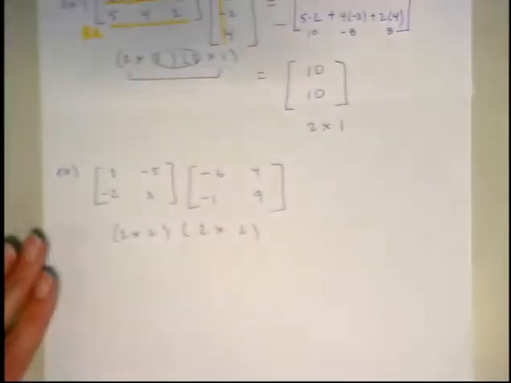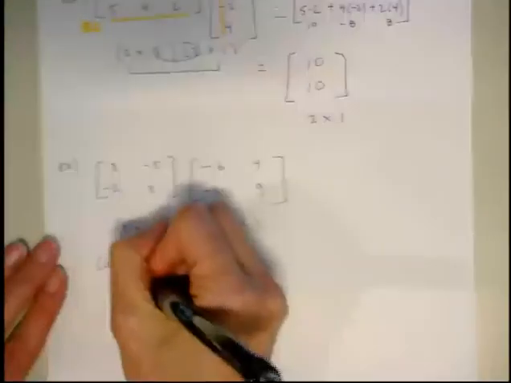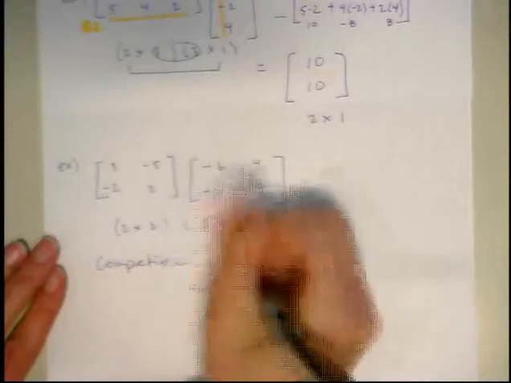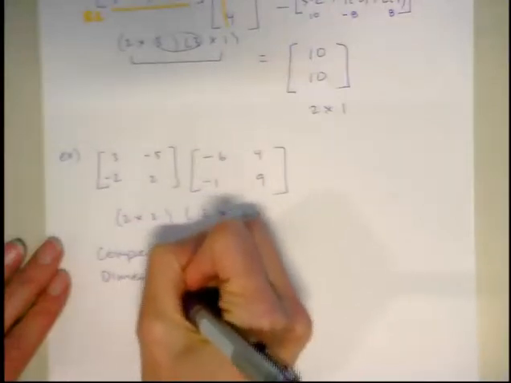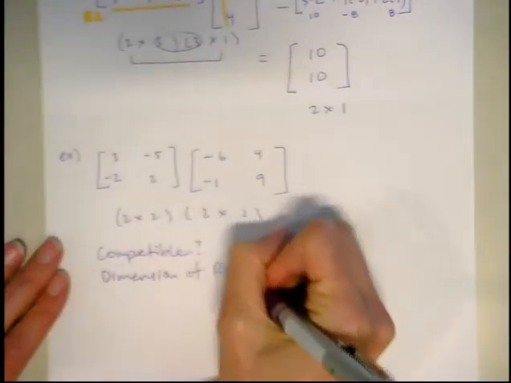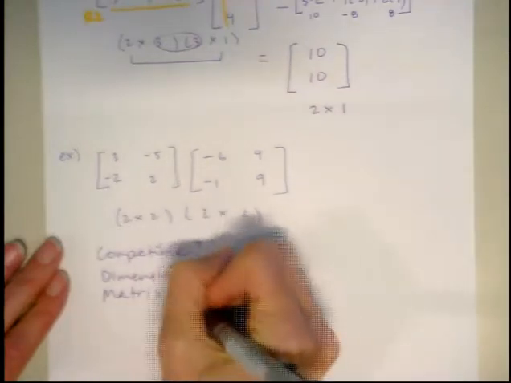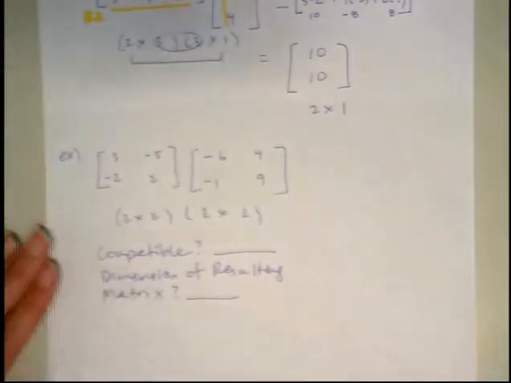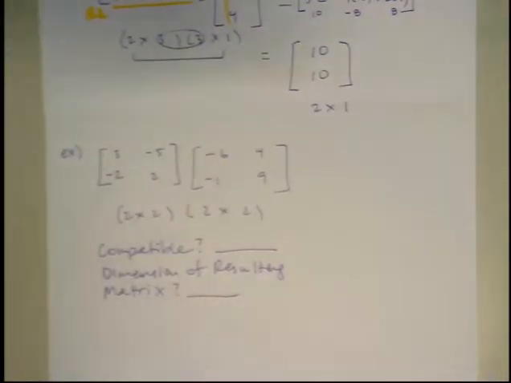I want you to pause for just a second, and I want you to answer 2 questions. Are they compatible? Is that multiplication even possible? And if so, what is the dimension of my resulting matrix? I want you to think about that. Are they compatible, yes or no? And if they are, what's the dimension of the resulting matrix? If you're not there yet, go ahead and pause, and then come back when you think you've got it.